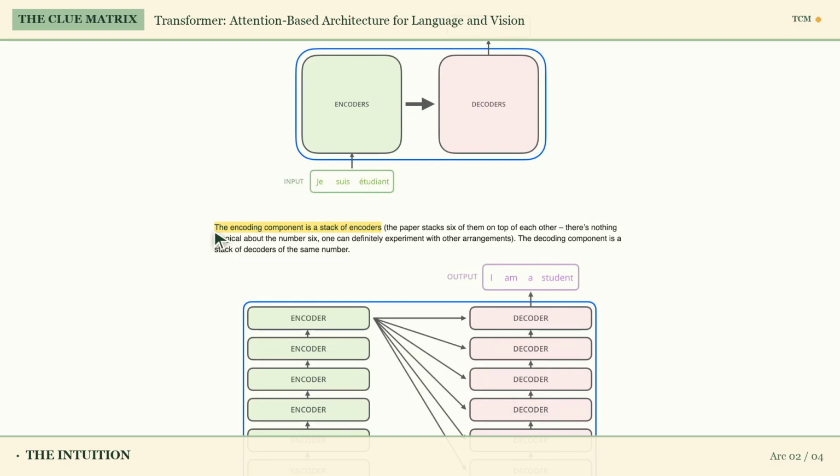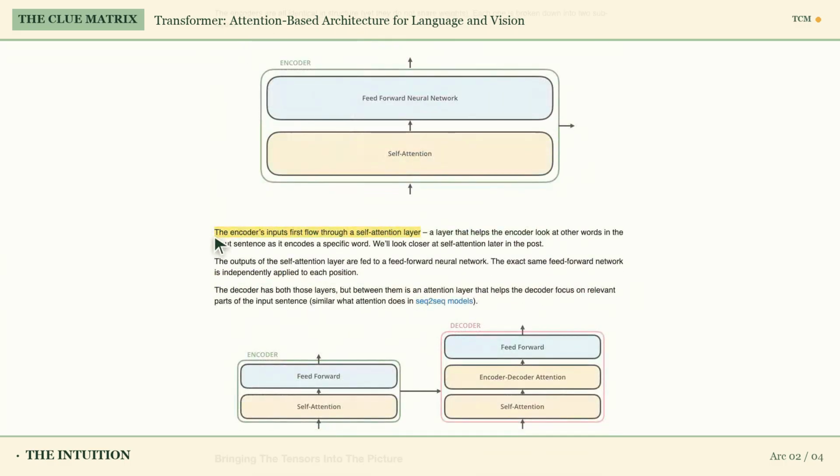sublayers. The first sublayer is crucial. The encoder's inputs first flow through a self-attention layer, a layer that helps the encoder look at other words in the input sentence. Self-attention? Does that mean it's paying attention to itself or other parts of the same input? The latter. It allows a word to understand its context by weighing the importance of every other word in the same sentence.